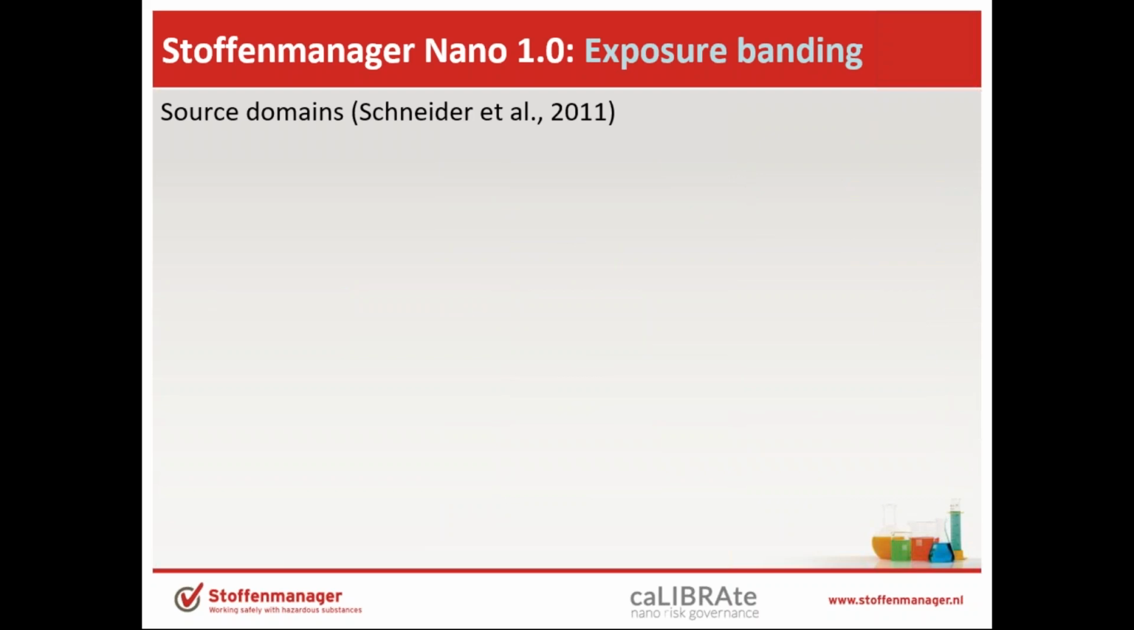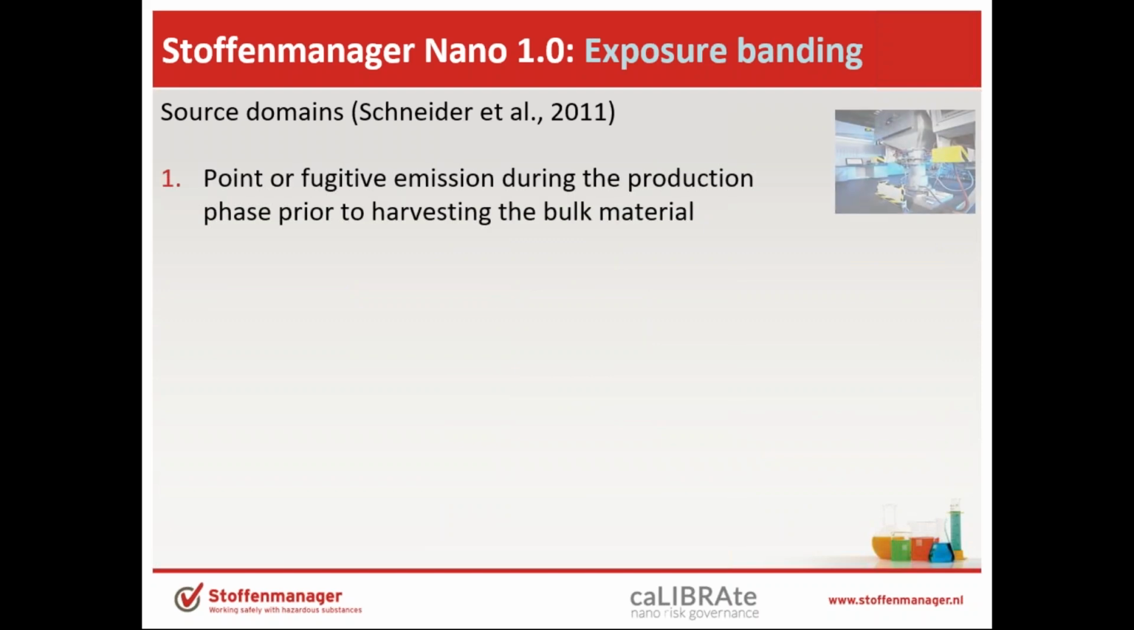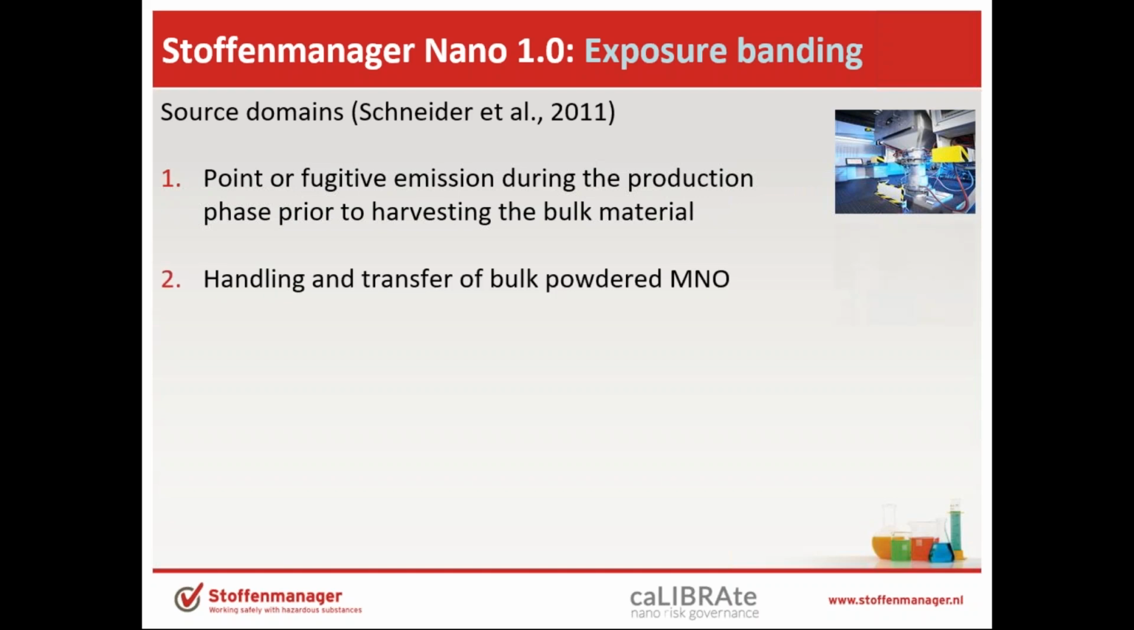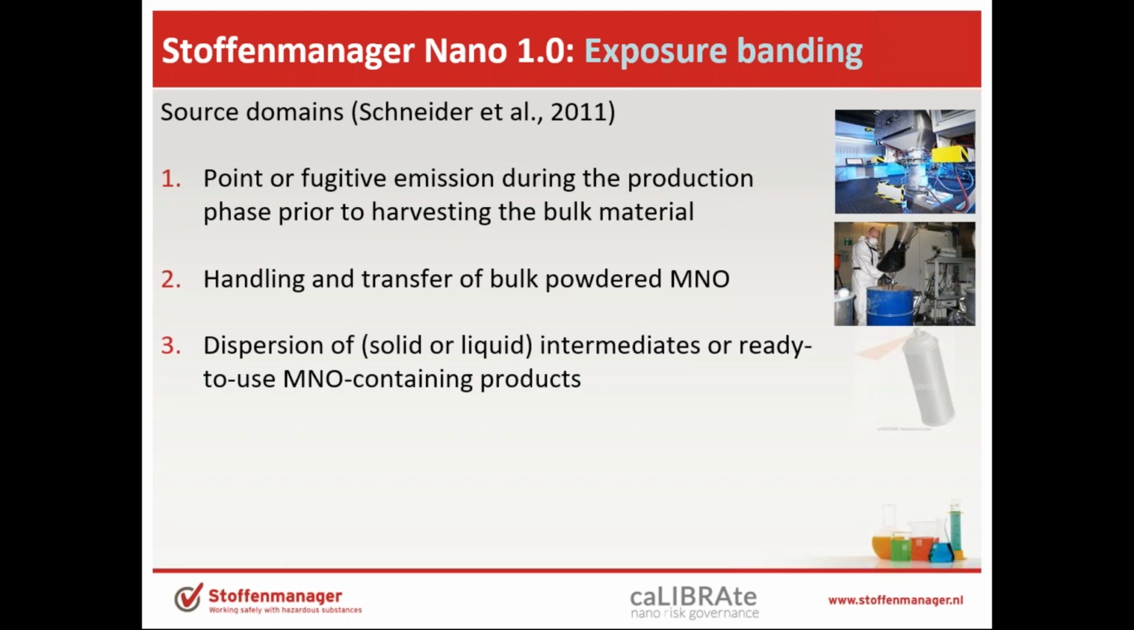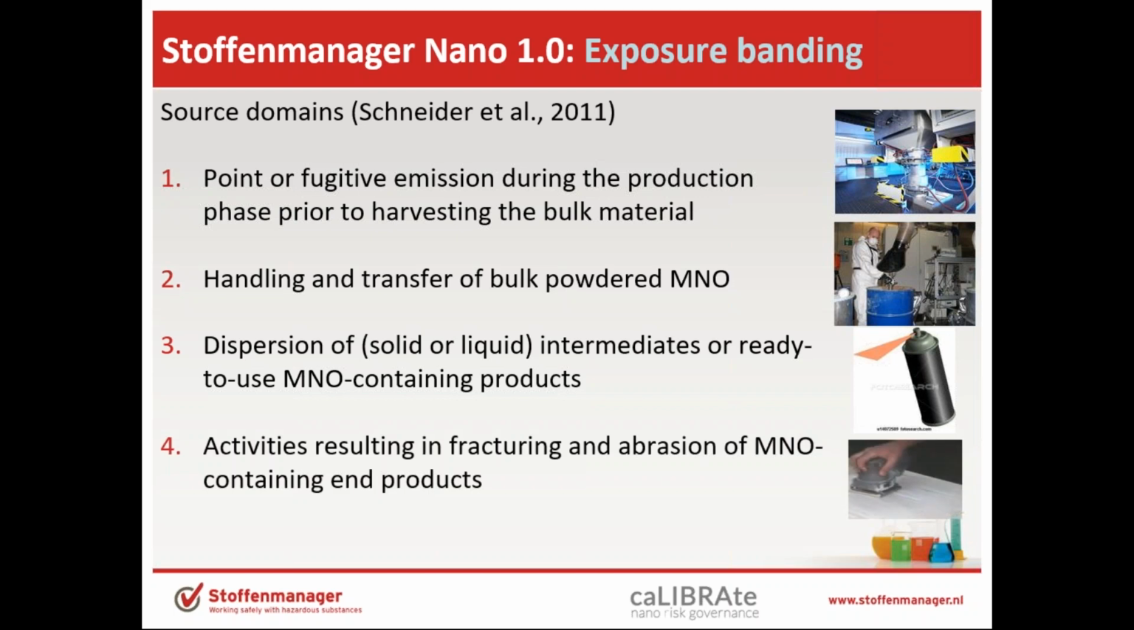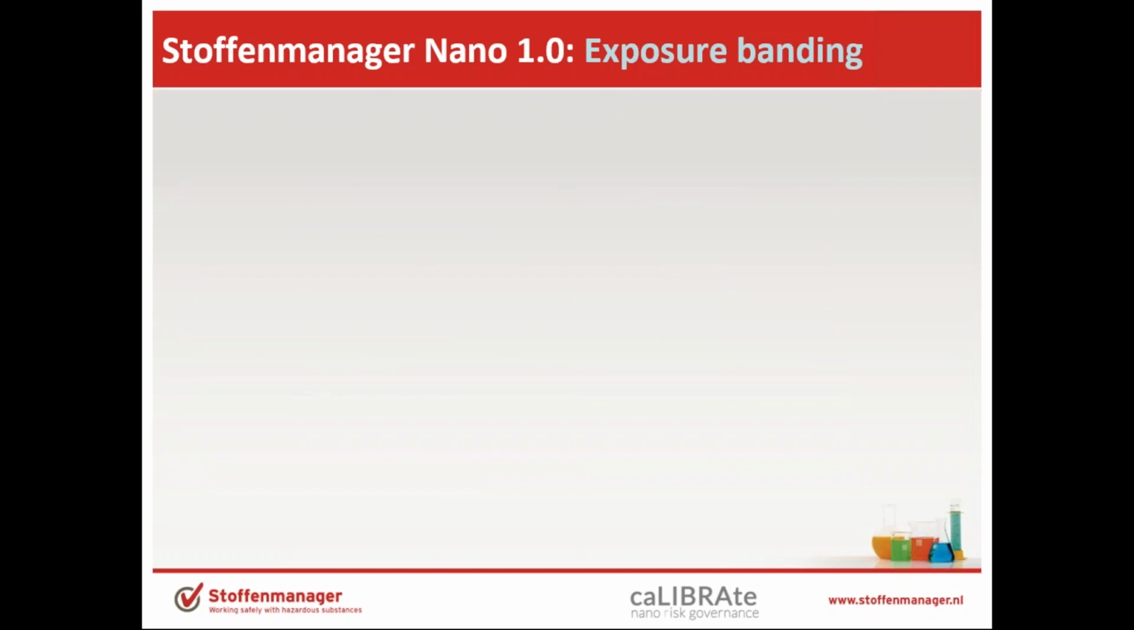For the exposure module of the StoffenManager Nano, the model is based on the source domains of Schneider et al., which consider 4 general applications, namely point or fugitive emission during the production phase prior to harvesting the bulk material, handling and transfer of bulk powdered nanomaterials, dispersion of solid or liquid intermediates or ready-to-use nano-containing products, and activities resulting in fracturing and abrasion of nano-containing end products.